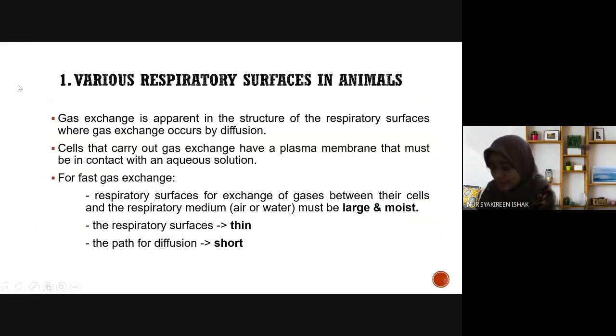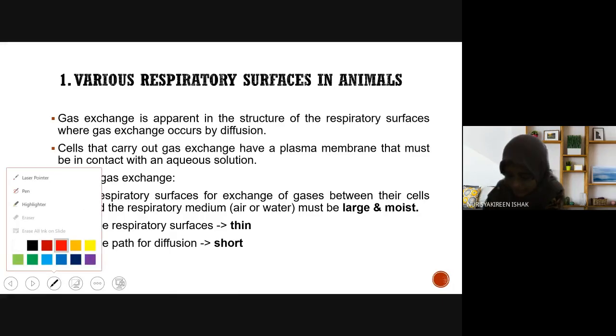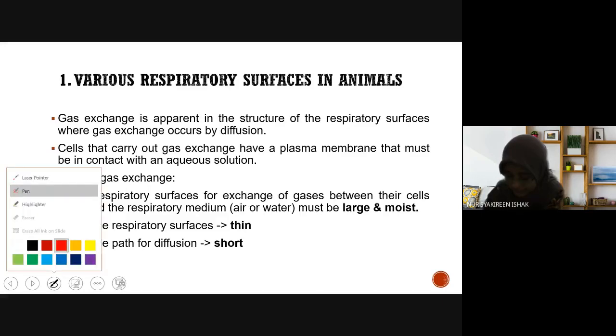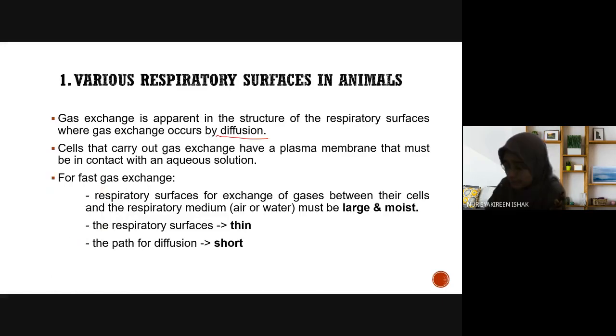Okay, so first we are going to look at the various respiratory surfaces in animals. It says here, gas exchange is apparent in the structure of respiratory surfaces, where gas exchange occurs by diffusion. So gas exchange has to occur through the process of diffusion.